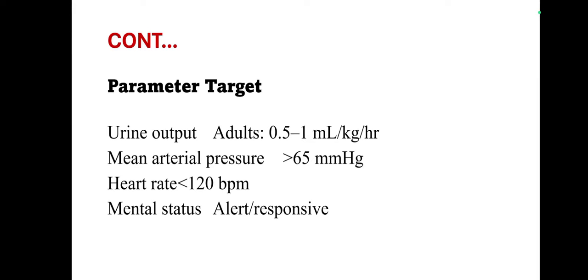Okay, and we have to continuously monitor parameters, that is urine output: adult 0.5 to 1 ml per kg per hour. We have to check the urine output, constant hourly urine output should be checked, and mean arterial pressure should be maintained, MAP more than 65 mm of Hg. Okay, and heart rate should decrease, tachycardia and hypovolemia should be managed. Okay, and the patient should regain consciousness, responsiveness of the patient.